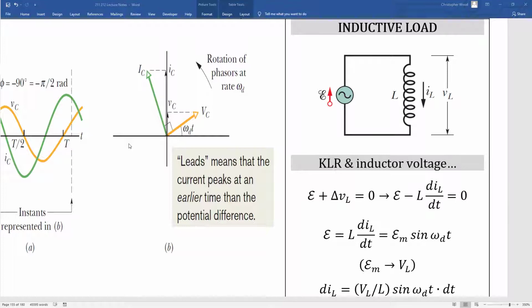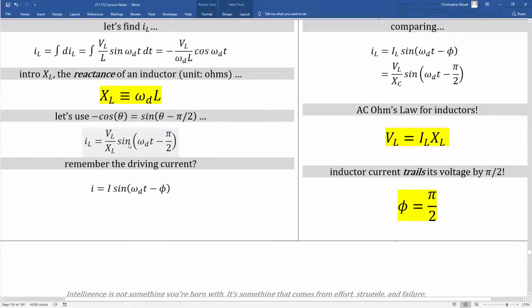Finally, we look at what happens when an inductor is connected to a sinusoidally varying EMF. Once again, we start with Kirchhoff's loop rule, and in the process of dissecting the loop rule, we introduce capital X subscript L, the reactance of an inductor. Once again, the unit is ohms, and this represents the inductor's resistance, which is like the capacitive reactance, not a physical resistance, but an electromagnetic resistance. Here's another AC Ohm's law, V equals I X_L. Here, however, current trails voltage by 90 degrees.